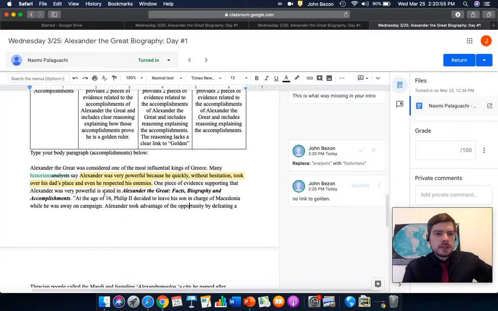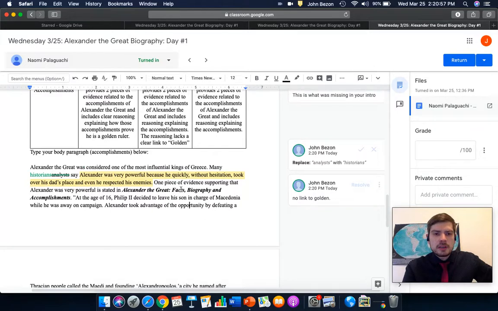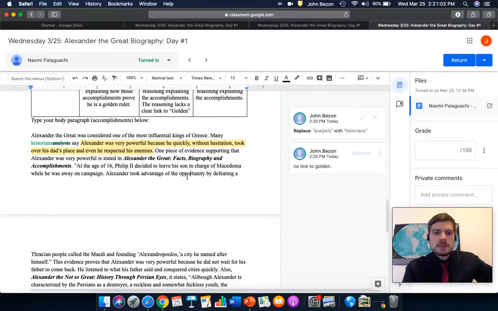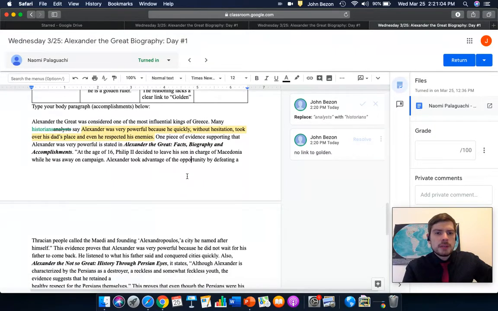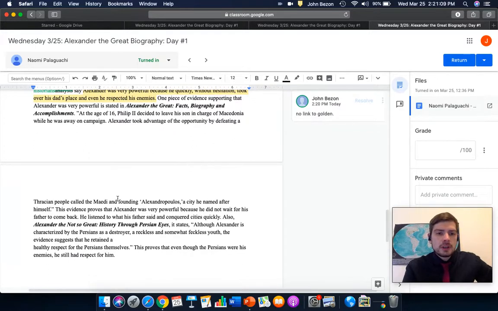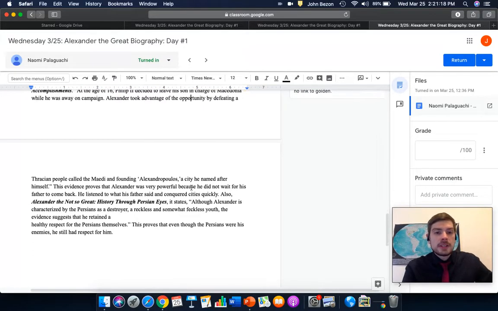One piece of evidence supporting that Alexander is very powerful is stated in Alexander the Great, Facts, Biographies, and Accomplishments. At age 16, Philip II decided to leave his son in charge of Macedonia while he was away on a campaign. Alexander took advantage of the opportunity by defeating the Thracian people called the Madai and founding Alexandropolis. That is so tough to say. A city he named after himself, and that's why it's tough to say. This evidence proves that Alexander is very powerful because he did not wait for his father to come back. He listened to what his father said and conquered cities quickly.